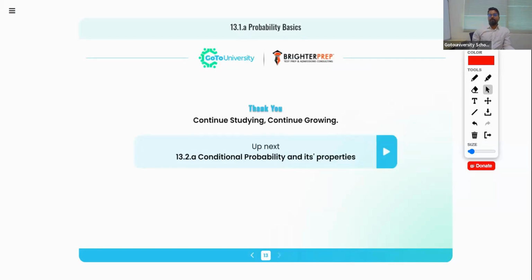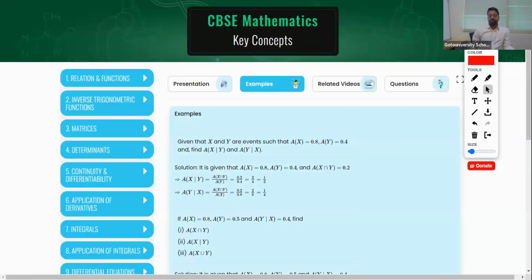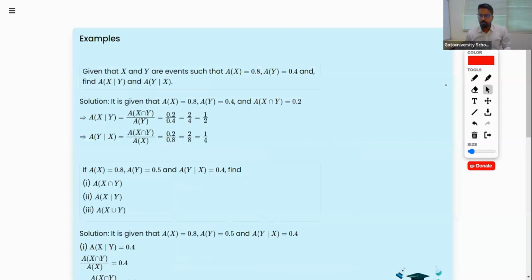Now we will try to look at some solved examples. Please read the question first and try to understand the solution. We will discuss after that. I'll give you 10, maybe 15 seconds. Please go through these solutions and the question as well. Tell me what is clear from this.